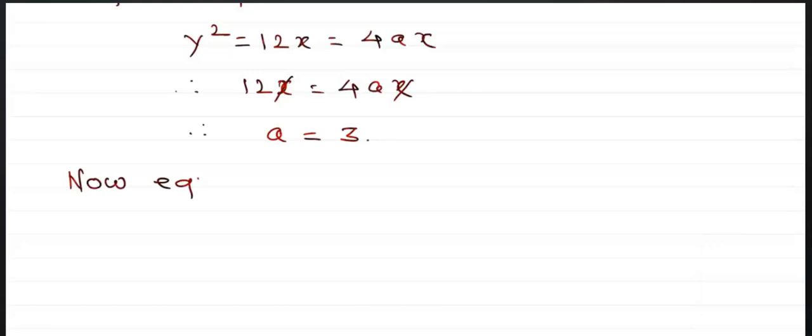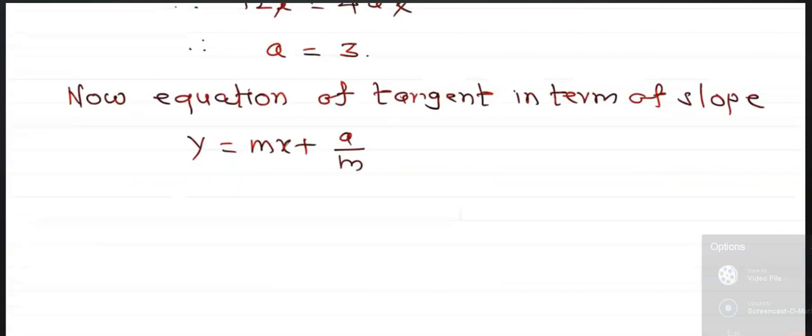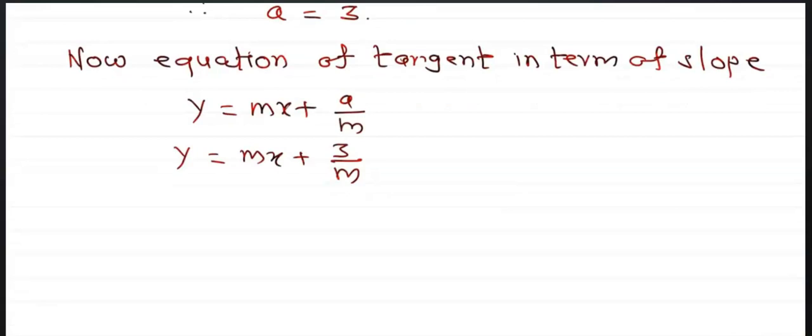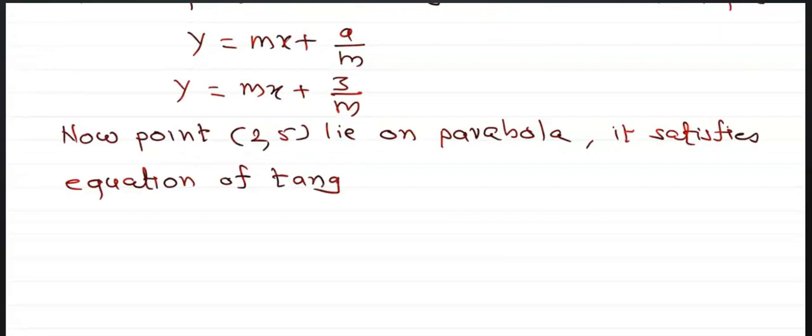Now, equation of tangent in terms of slope, y is equals to mx plus a upon m. Y is equals to mx plus 3 upon m. Now, the point 2, 5 lies on the tangent, so it satisfies the equation of tangent.